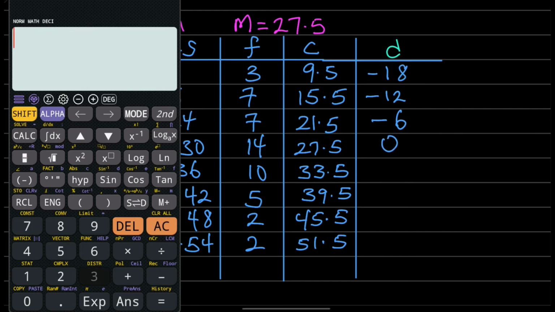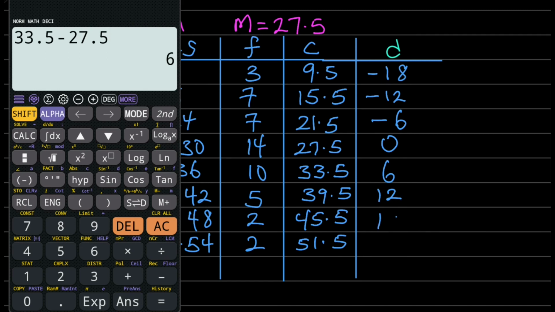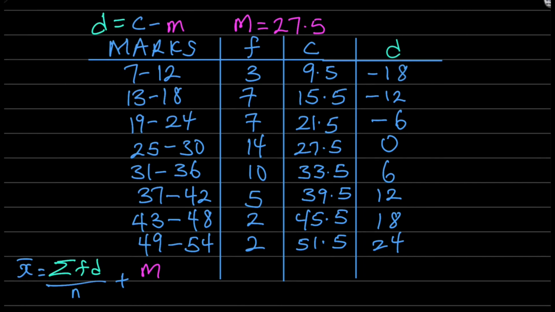Then we have 33.5 minus our constant, 27.5. So that's 6. So I'm just going to skip the calculation and fill it up. Here we have 12, 18, and 24. Okay, moving on. Now we've gotten our D.